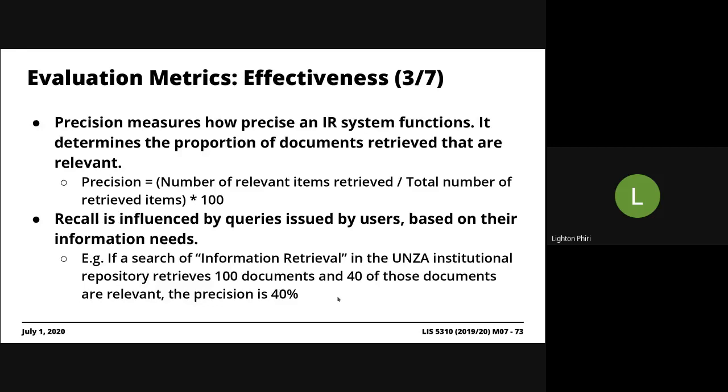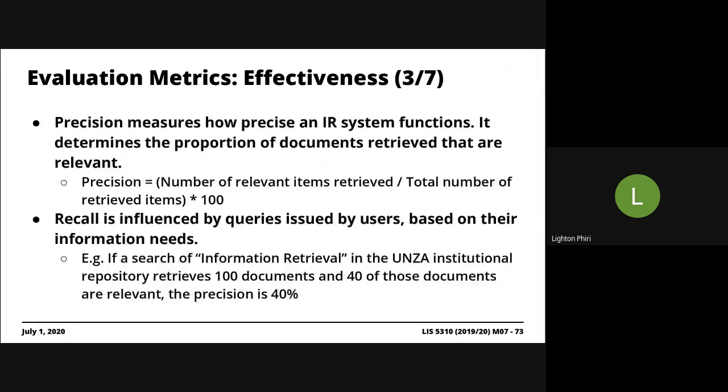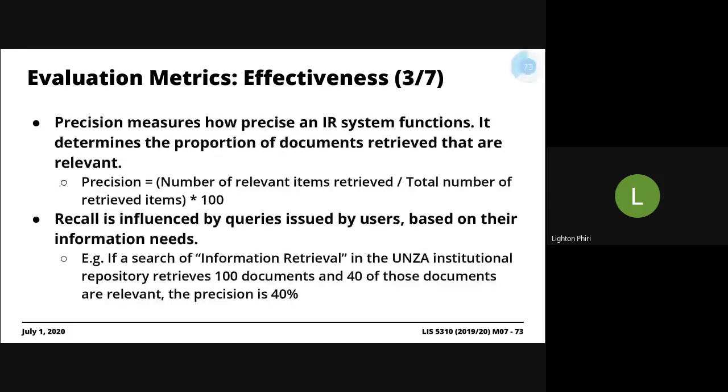Right? And then it turns out that there's a metric that takes into account these two measures, the precision and the recall. It's called the harmonic mean, and this is how it's expressed. The idea behind the harmonic mean is that it gives you a metric that takes into account both of these different things, the recall and the precision.